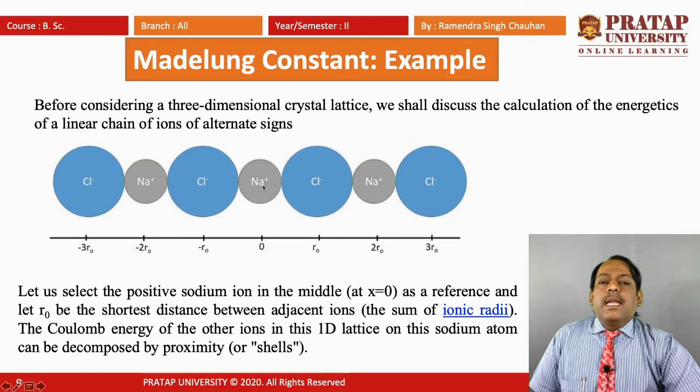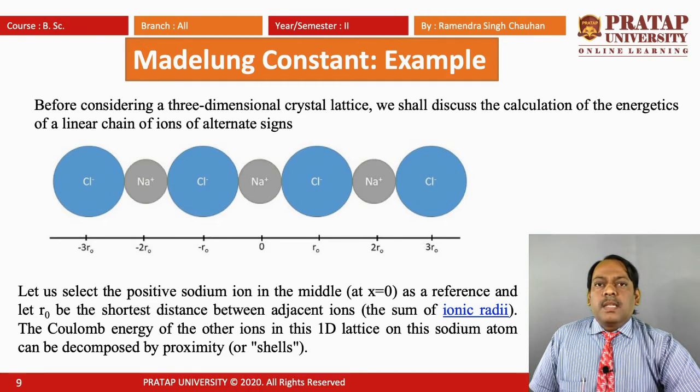Similarly, Na plus and Na plus are at 2 R naught distance on the right and minus 2 R naught distance at the left. And similarly, this second chlorine ion is having distance 3 R naught from the sodium ion, and on the left side it is having minus 3 R naught. So here we are considering all these things in one dimension.